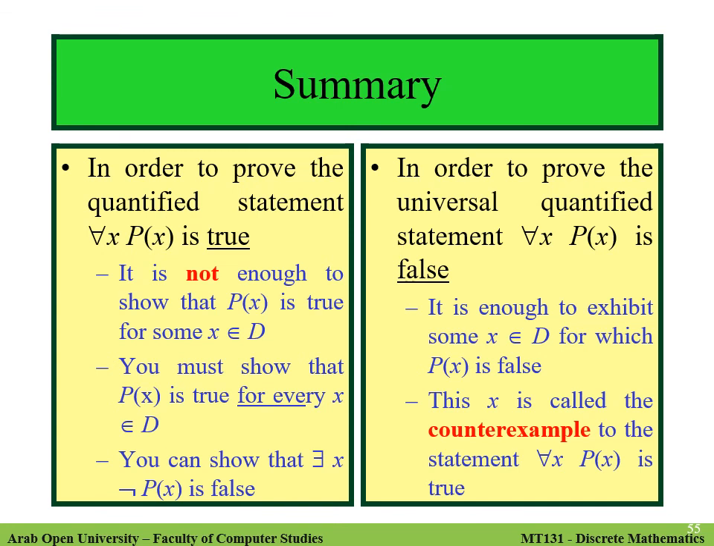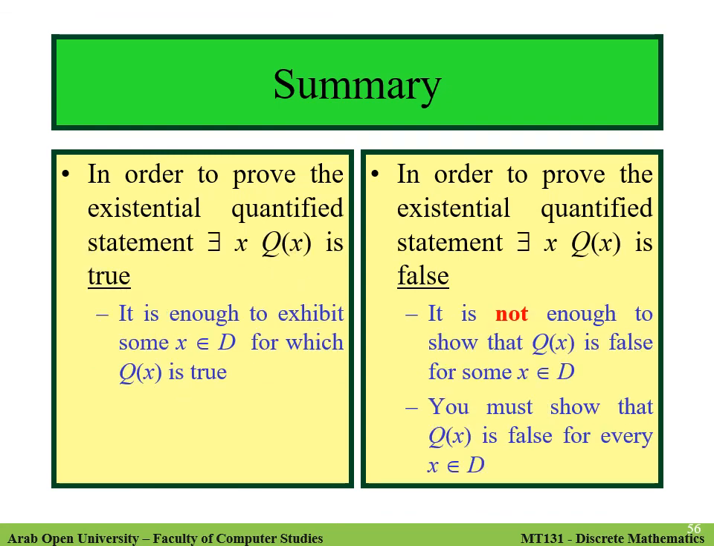Anytime you want to show a statement is false, you can prove that by just giving one example, a counterexample. Now for the existential quantification, it's easier to prove that it's true. When you claim there exists an x such that Q of x, you only need to show the statement is true for even one value. It is enough to exhibit some x in the domain where Q of x is true. To prove it is false, it is not enough to show that Q of x is false for some value. You need to show it is false for all values.